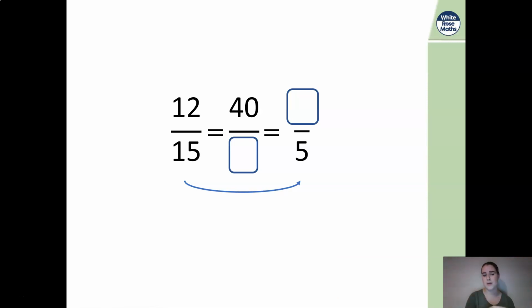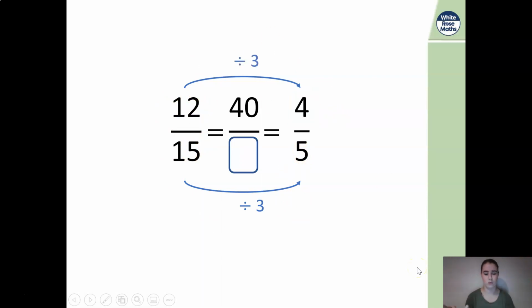Now, going back to what I said earlier, we're going from a bigger number to a smaller number. So what operation do we use when we go from a bigger number to a smaller number? Good, we divide. So let's do that then. So what is 15 divided by 3? Okay, because we know it's in the 5 times table. So we know that 15 divided by 3 gives us 5. Therefore, we need to do the same to the numerator. So 12 divided by 3 is going to give us 4.